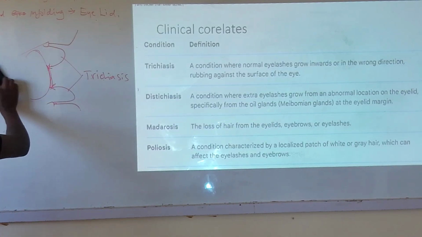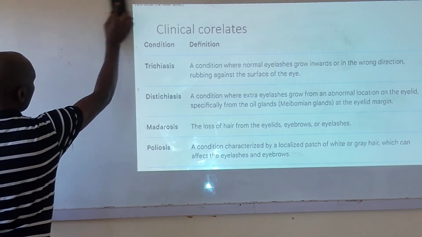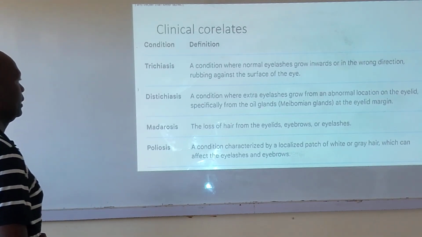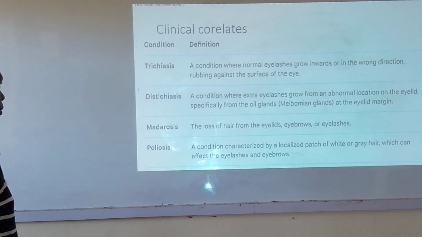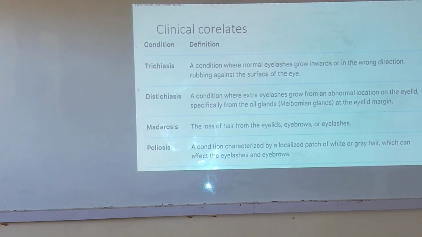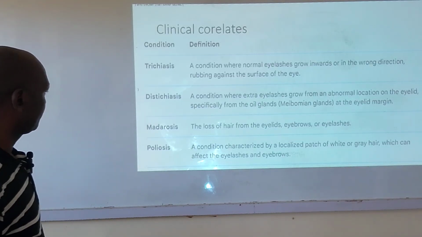And what is dystrichiasis? In dystrichiasis, it is a condition where eyelashes grow from an abnormal location on the eyelid, specifically from oil glands. So here, when there's an extra row of eyelashes, we call it dystrichiasis.